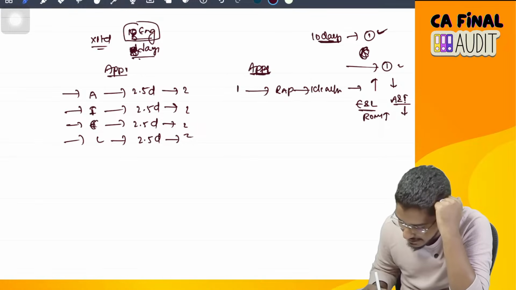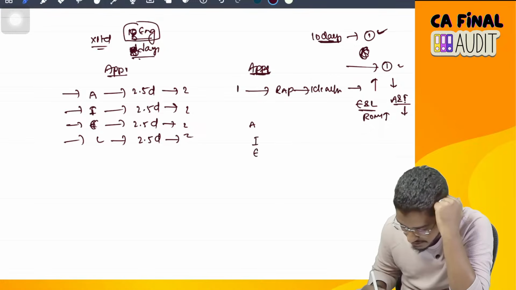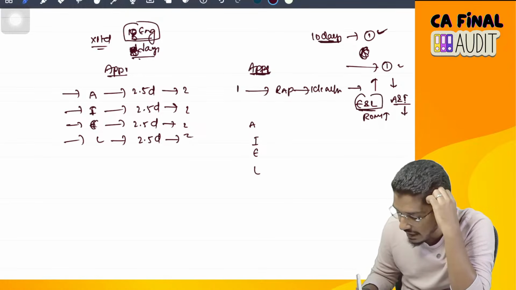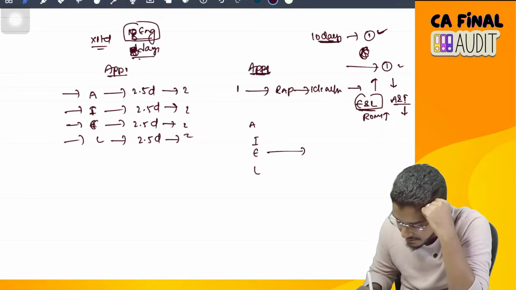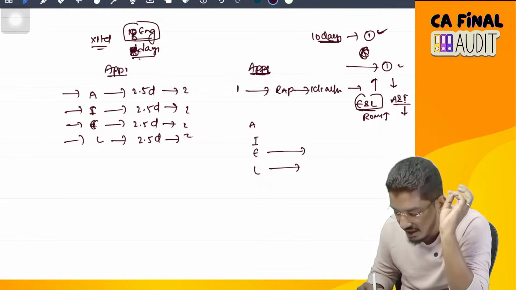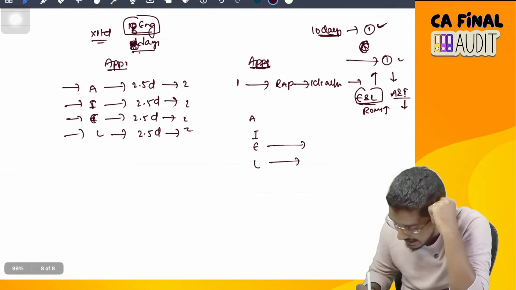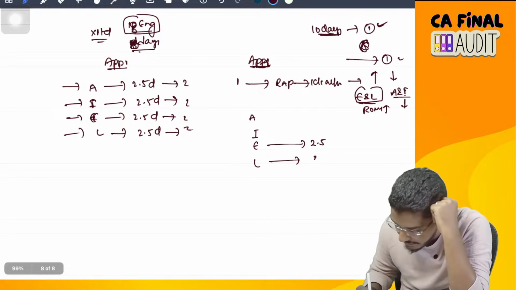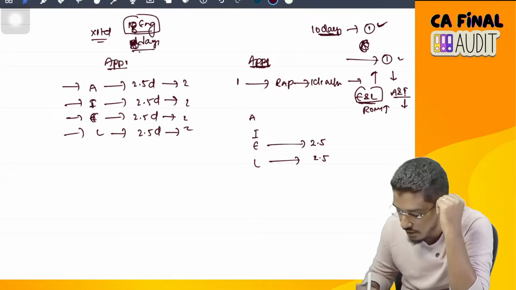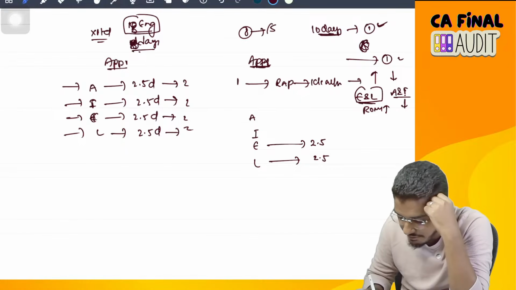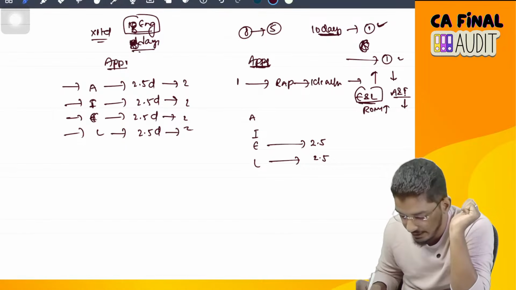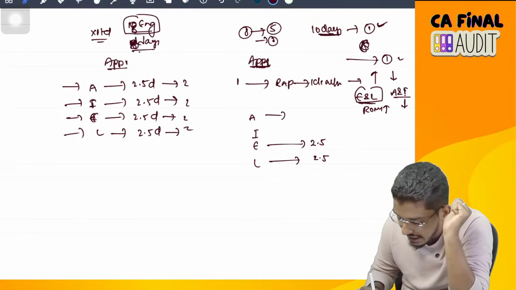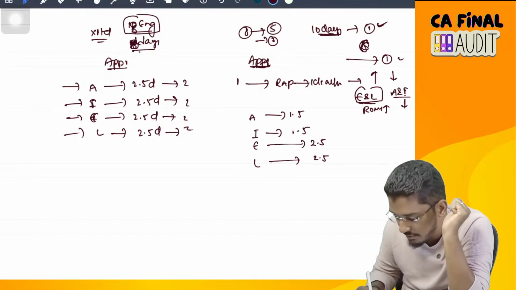Now in these 8 days I have to cover 4 areas: assets, incomes, expenses and liabilities. As I have told, expenses and liabilities have a high risk of material misstatement, so I will allocate more time there: 2.5 days each. So of the balance 8 days, 5 days are over, allocated to expenses and liabilities because the risk is very, very high there. Of the balance 3 days, I spent 1.5 days on assets and 1.5 days on incomes. So totally 8 days I have utilized.